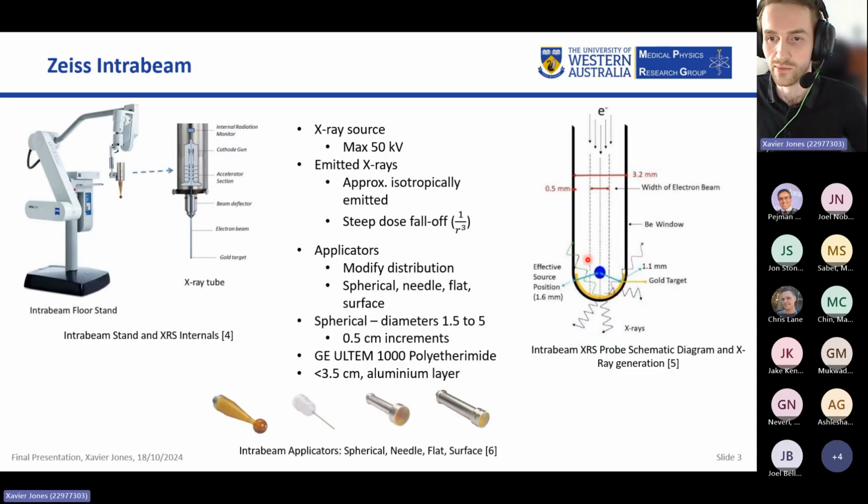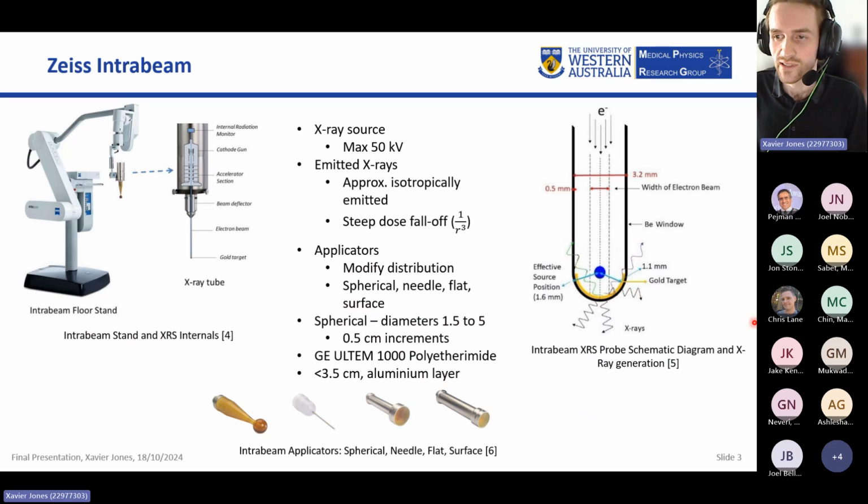The Zeiss Intrabeam is a low kV intraoperative radiotherapy device. It produces X-rays that are emitted approximately isotropically, with maximum energy of 50 kV. The dose fall-off is approximately characterized by 1 on R cubed, and it's due to this rapid dose fall-off, potential normal tissue complications may be reduced. It also means that unshielded operating rooms can be used for treatment, instead of requiring patient transfer to a conventional bunker. Despite this rapid attenuation, critical structures may still require shielding, which forms a part of this study.